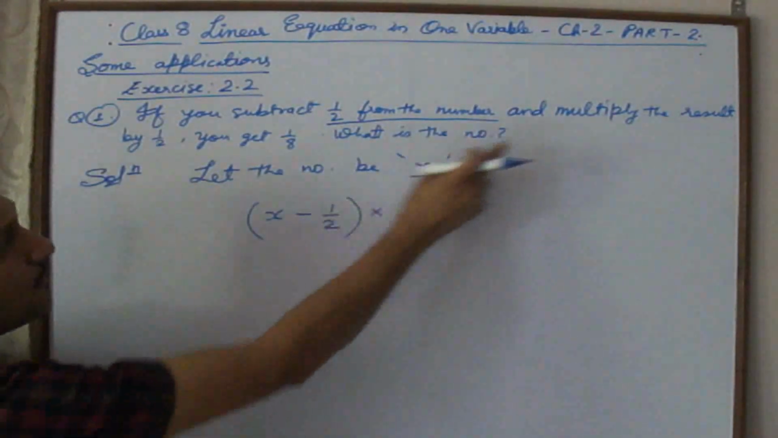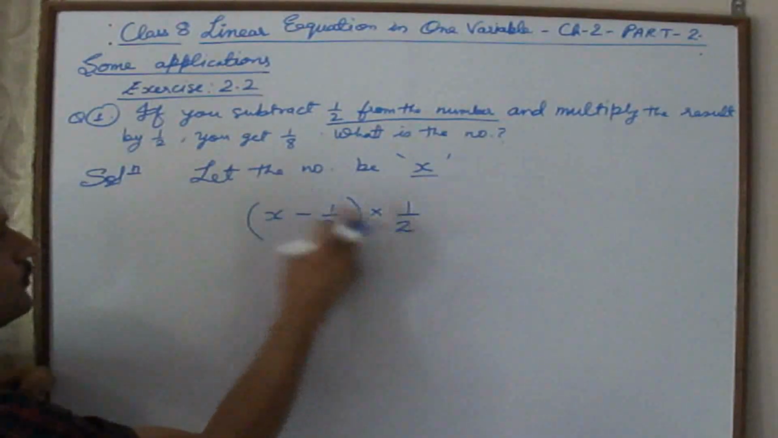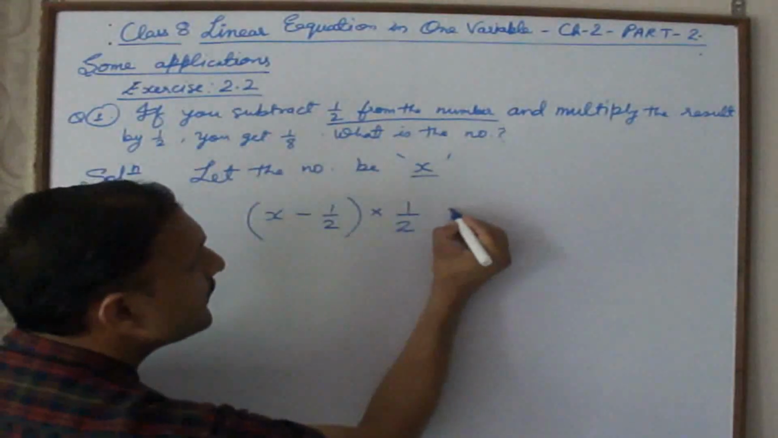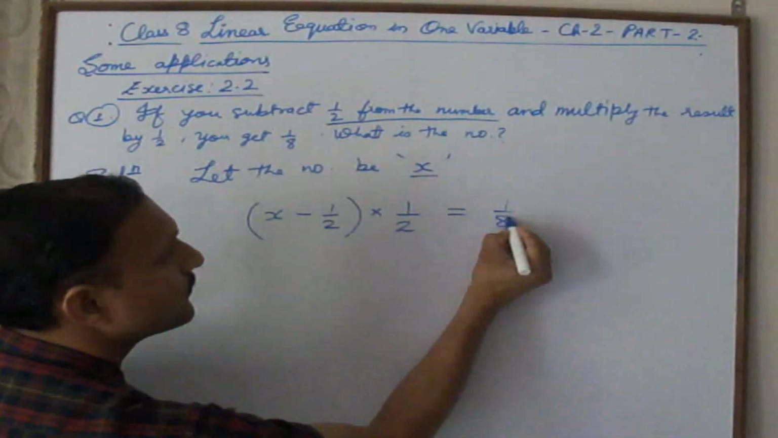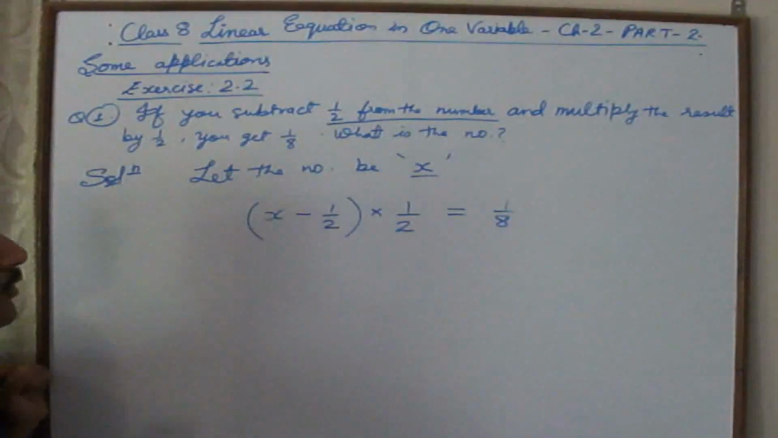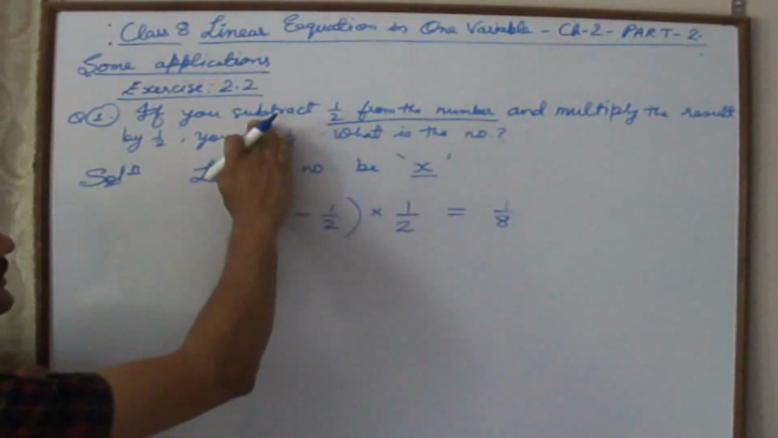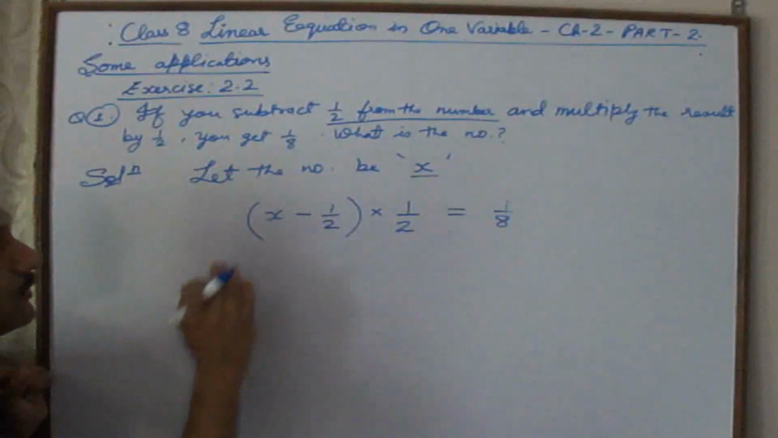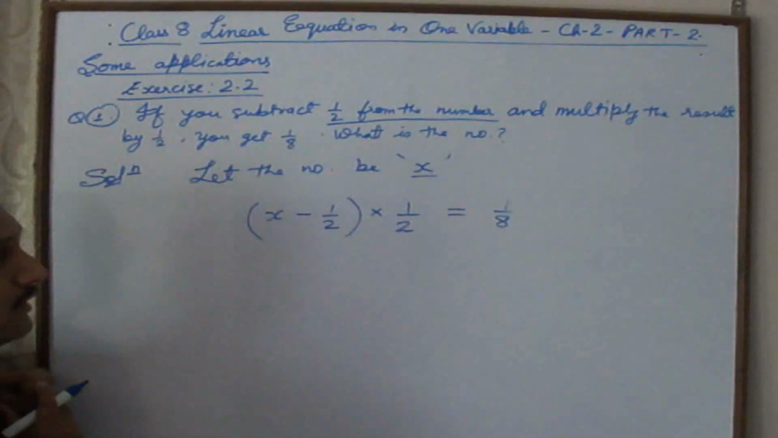Now multiply the result by 1 by 2. We have multiplied by 1 by 2. You get, means equals to, 1 by 8. So we have converted this word problem to an equation. Now we are going to solve this equation.